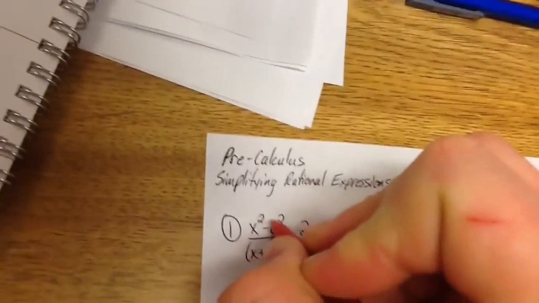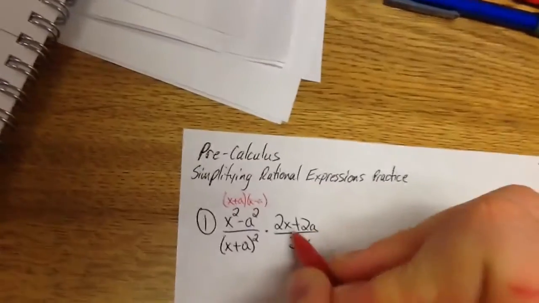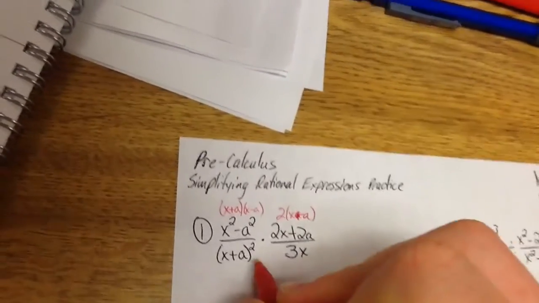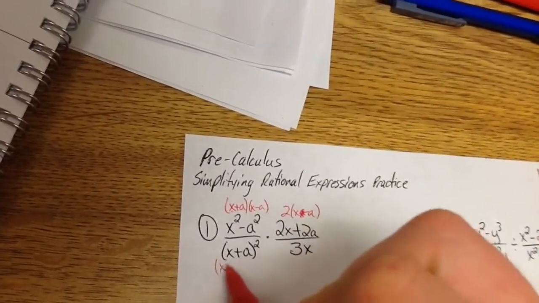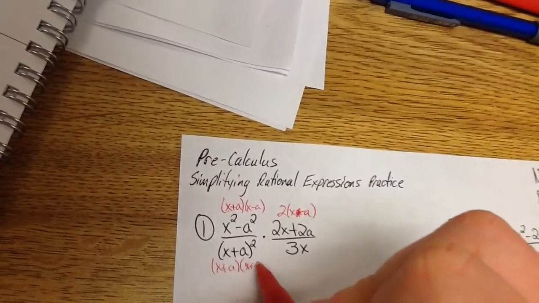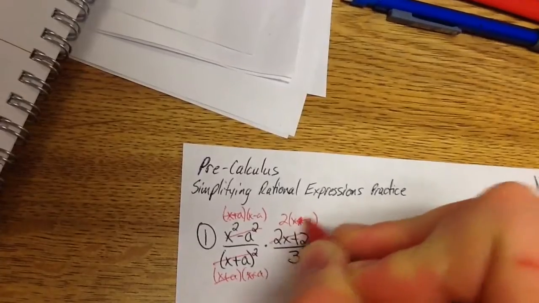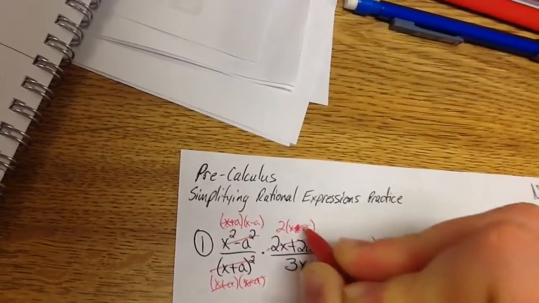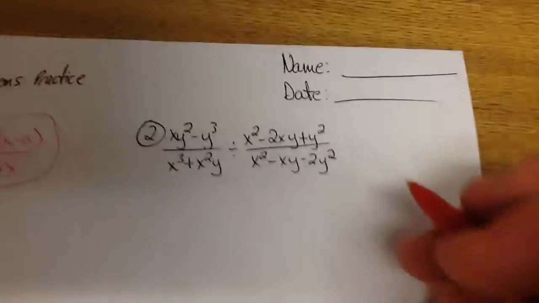Factor everything usually, so that's difference of two squares, x plus a, x minus a. That's 2 times x plus a, and that's x plus a, x plus a. So look at it, I got an x plus a and an x plus a up there. There's 2 of them down here. So I should get rid of all that stuff. Those are going to go away, those are going to go away. Looks like I have 2 times x minus a on top, and on bottom 3x. That would be it.